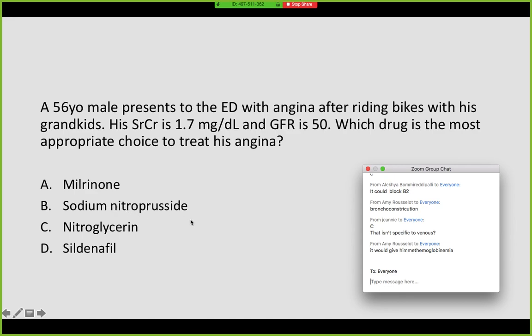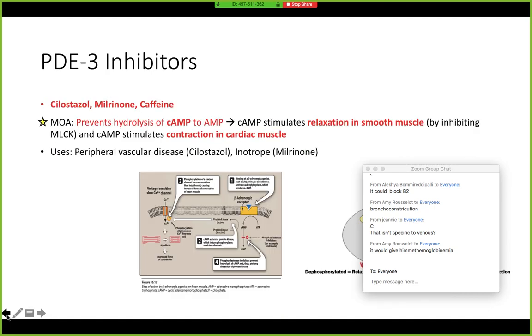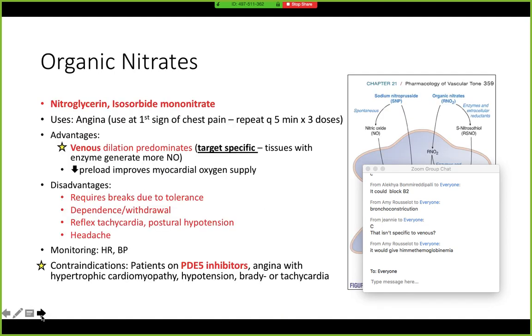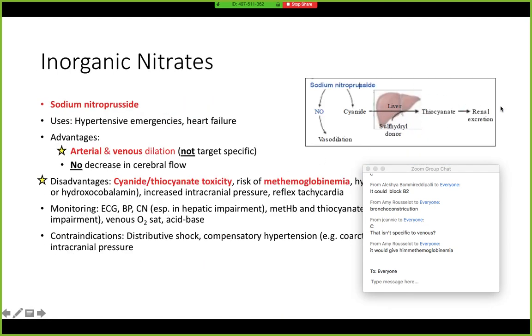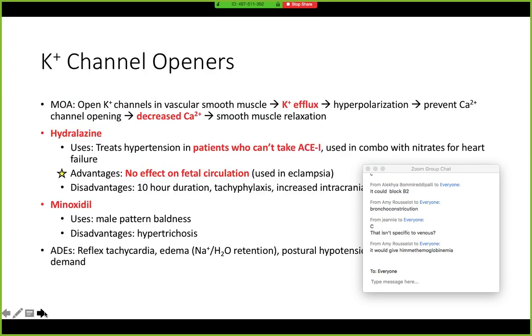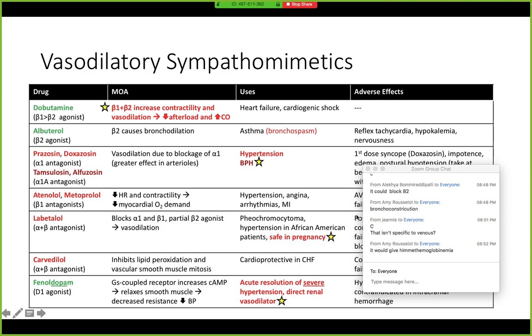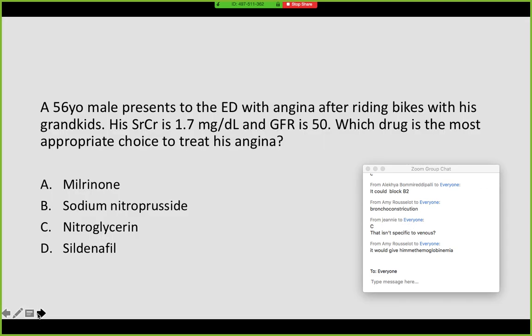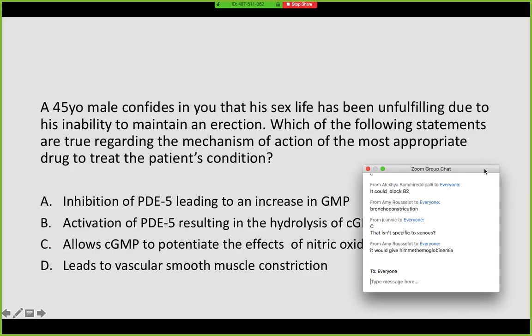Yeah, methemoglobin. If we go back real quickly to this slide here, if his renal function is messed up, he would be at risk for thiocyanate toxicity. So the best choice would be nitroglycerin for both those things. It's specifically venous dilation and also the risk for thiocyanate toxicity.